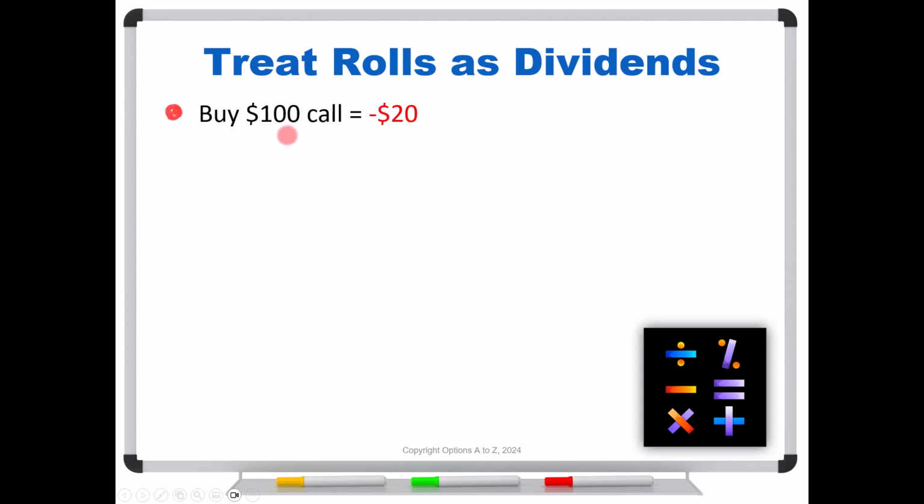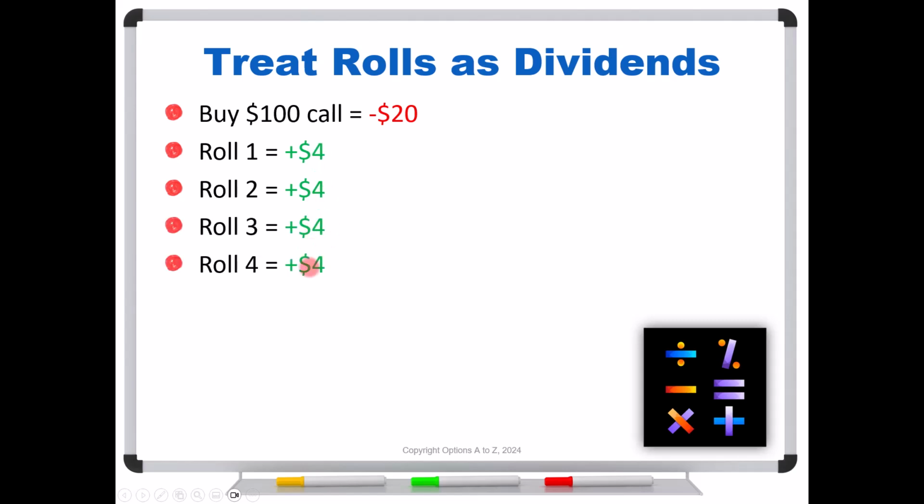So let's say that you buy a $100 call and you spend 20 bucks. And then after your first roll, you sweep $4 off the table. You get a $4 credit. After your second roll, same thing. Third roll, fourth roll. So you've got 16 bucks in credits. And then this last strike, whatever it may be, you close it and you get 10 bucks. You're going to get some price for closing that out. Might even be zero, but there's some price that you're going to receive for closing this out. So if we're going to account for that, we just have to put in whatever that closing price is.